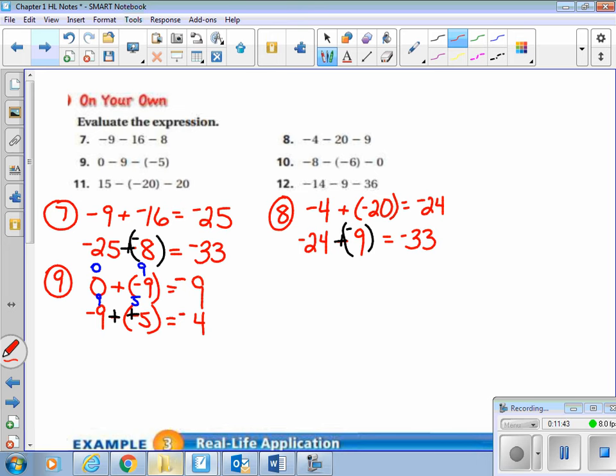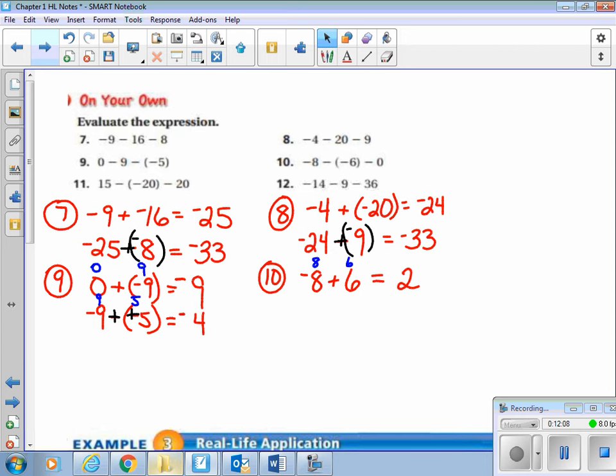In number 10, I'm going to start writing it with keep change opposite. Negative 8 minus negative 6 becomes negative 8 plus positive 6. My signs are different, therefore I find the difference between the two numbers. 8 minus 6 is 2. Go back and check your absolute value. The absolute value of negative 8 is 8. The absolute value of 6 is 6. 8 is greater than 6, therefore I take the sign of the 8, which is a negative. I then continue with the problem.